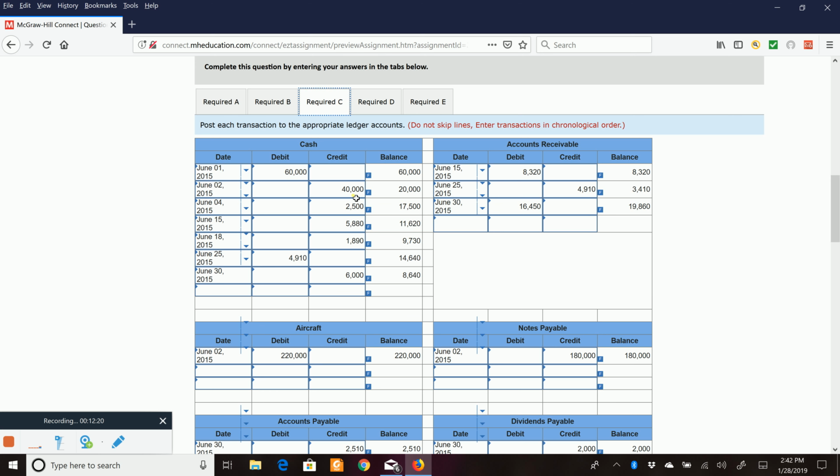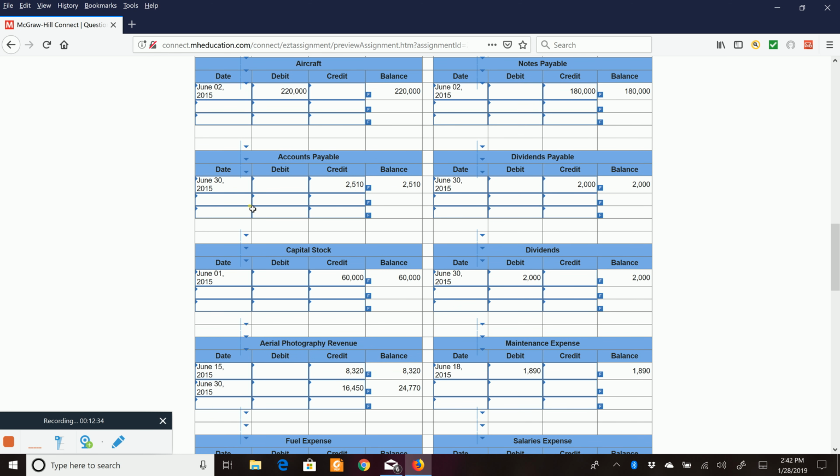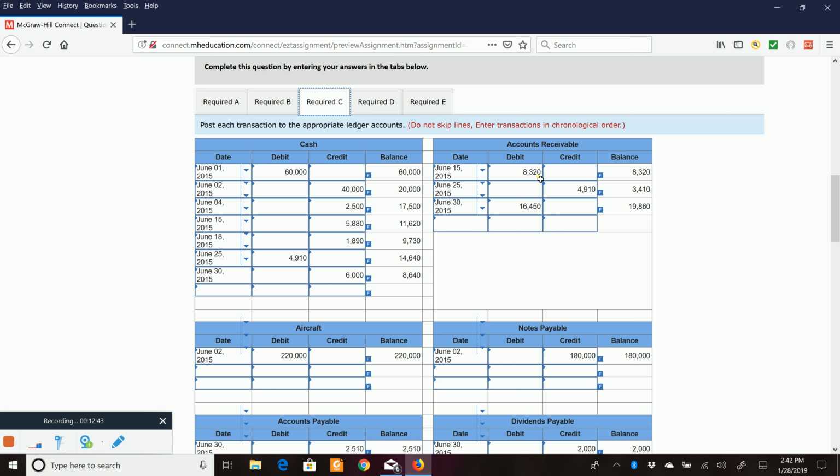So after all of the debits less the credits, at the end of the month, the balance in cash, the running balance or normal balance is $8,640 debit. Aircraft, it was only one transaction. That's our running balance. Accounts payable is a liability. They have the opposite. Running balances are credits. Okay. We have accounts receivable, an asset. And after the 3 transactions, the running balance is $19,860 debit.